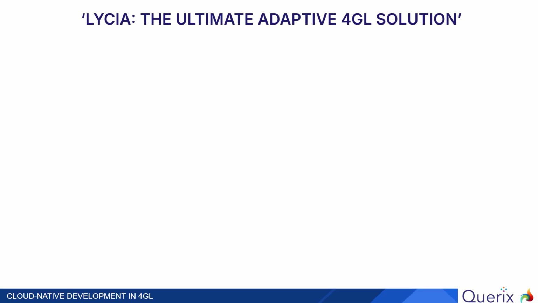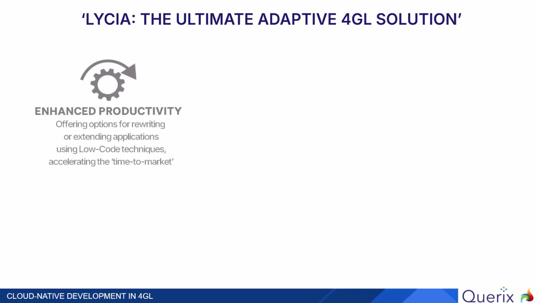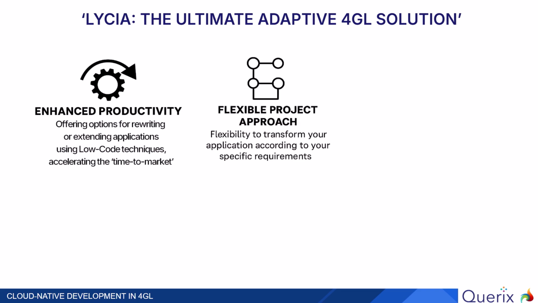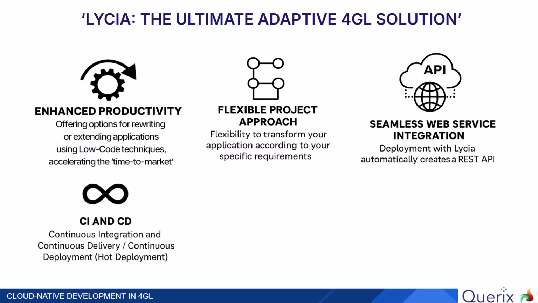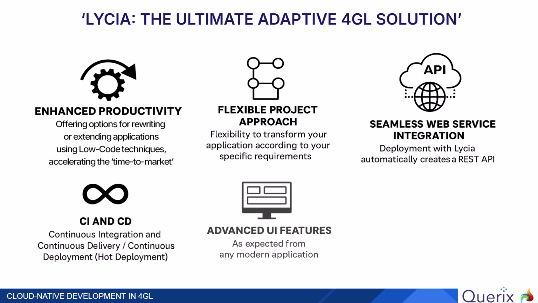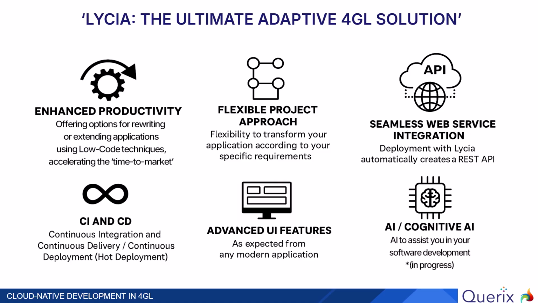Lycia is the ultimate adaptive 4GL solution. It enhances productivity by providing low-code development techniques to accelerate time to market. It uses a flexible approach to your app's digital transformation to meet your specific requirements. Lycia also offers a seamless web service integration with an automatic REST API creation at app deployment and the CI/CD approach. Besides, every application built and deployed using Lycia is provided with advanced UI features, as those are expected from any modern application. With Lycia, you'll also be able to savor the exciting integration of 4GL with AI.